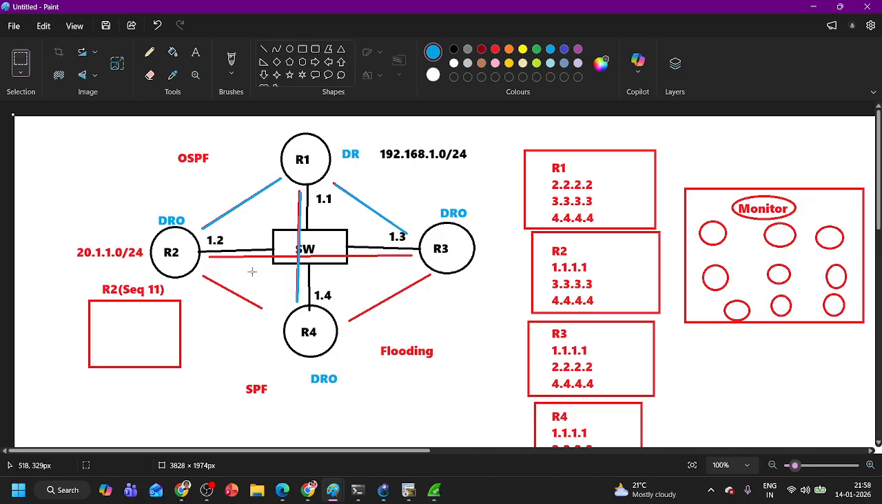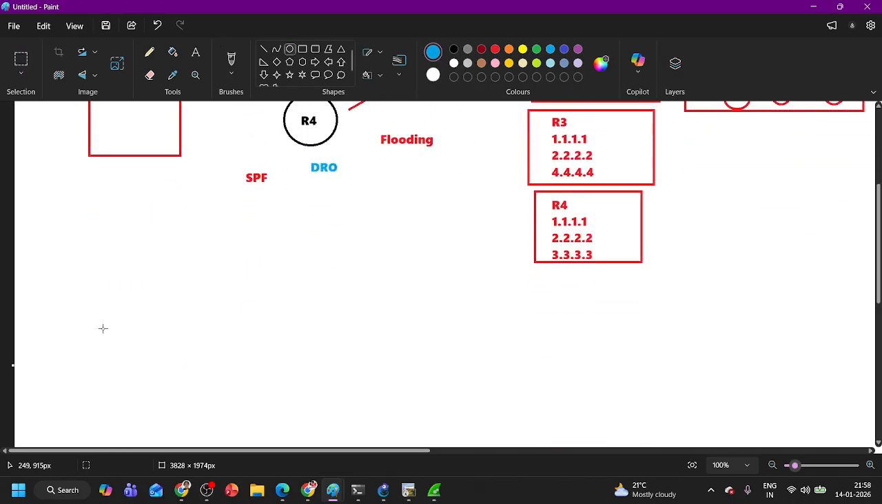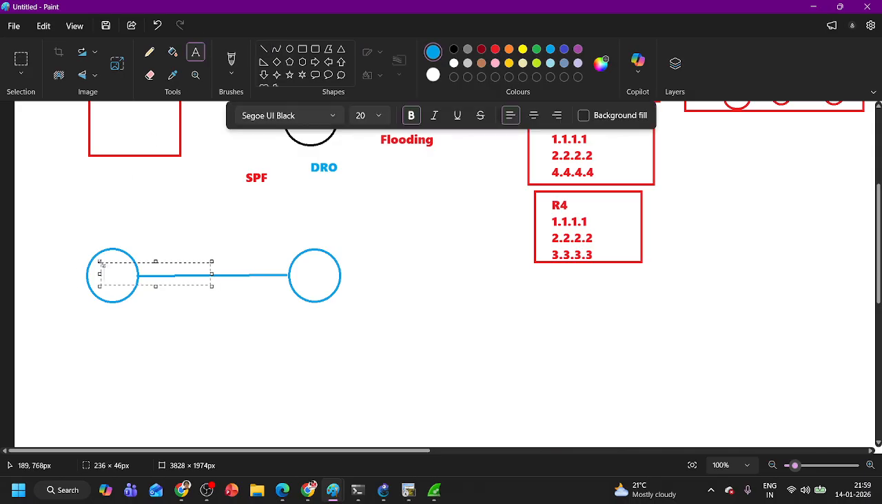Now tell me, between router 1 and router 2, is DR and BDR required? Between R1 and R2, if I have a link like this, is DR and BDR required here? No, definitely no, right? Here we have only 2 routers. There is no flooding. If there will be any change on router number 1, definitely router 1 should update it to router 2. If there is any change on router number 2, definitely router 2 should update it to router number 1.